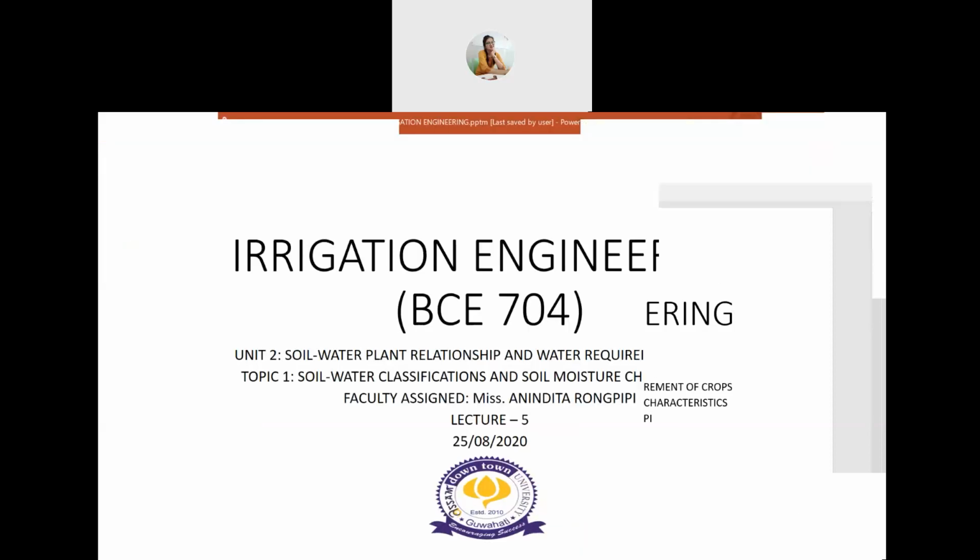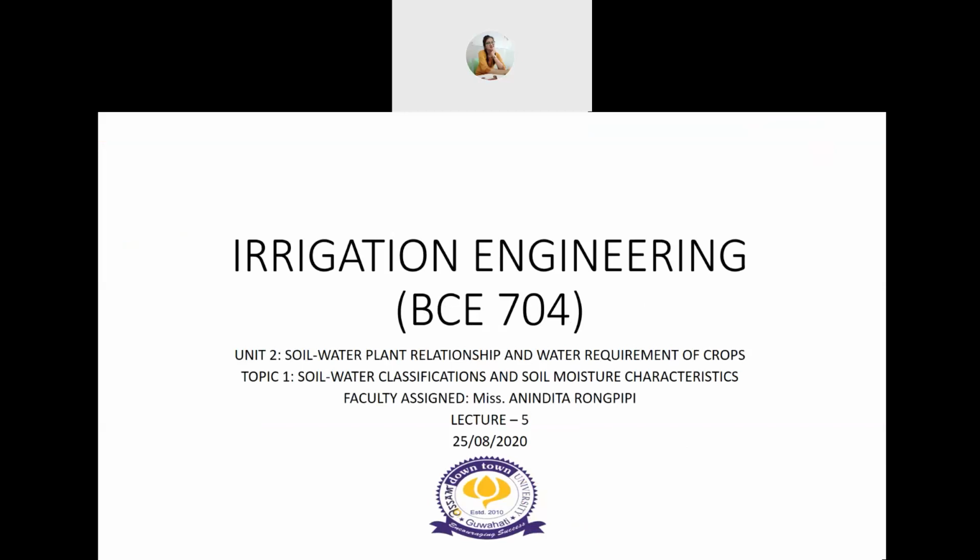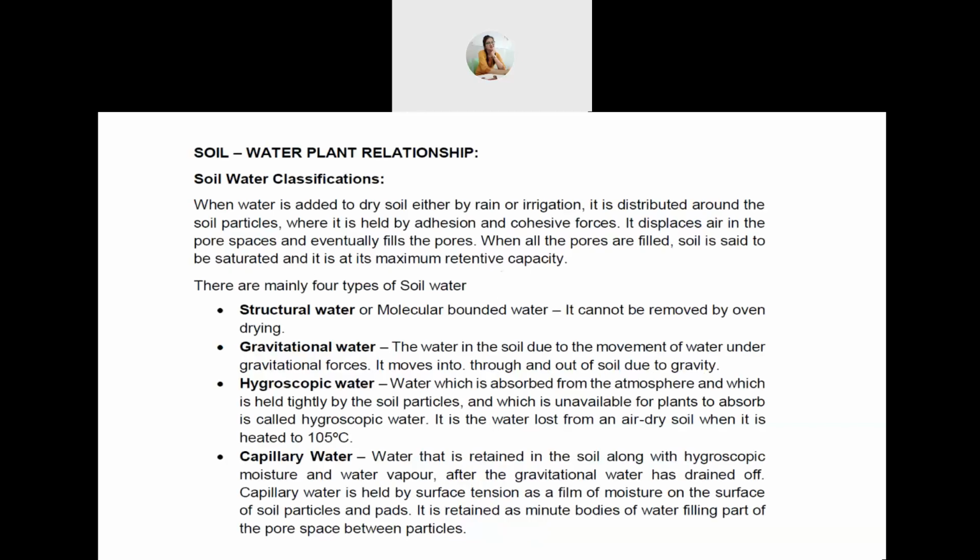Good morning, students. Today we will start a new unit, that is Unit 2, Soil-Water-Plant Relationship and Water Requirement of Crops. First topic is soil-water classifications and soil moisture characteristics. Soil-water-plant relationship. Soil water classifications.